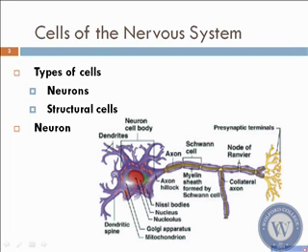There's different cells in your central nervous system. Specifically, there's neurons and there's structural cells. 50% of the weight of your brain is actually structural cells. And at one time, it was thought that structural cells were just simply structural. They held everything in place. We're actually finding out that it's, of course, a lot more complicated than that.